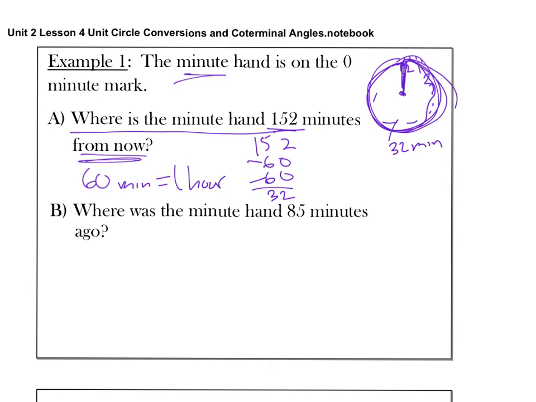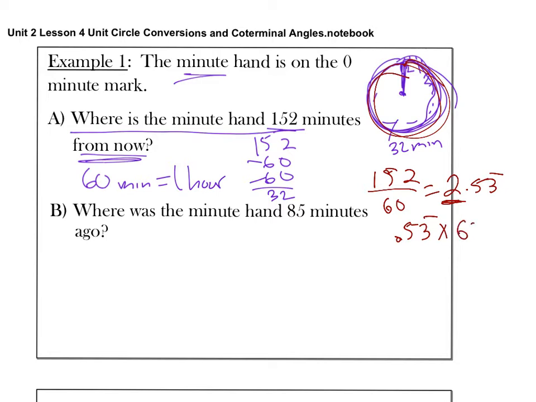A different way, a slightly more direct and more clever way, would be to take 152 divided by 60, and that's going to get you 2.53 repeating. So the 2 represents your rotations around the clock. So you go 0.53 past your 2 rotations. All I'm going to do is take that times 60, and that's going to give me 32 minutes, which is exactly what we had here.